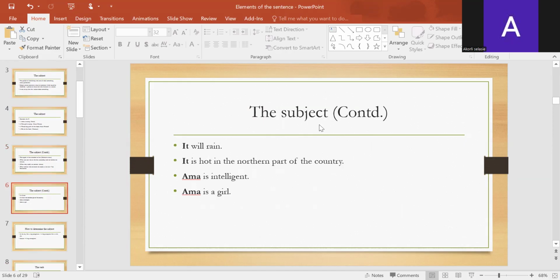But I said earlier on that it is not always the case that the subject does something. Look at this one. It will rain. This is a complete sentence with the subject here, it. It is hot in the northern part of the country. It is a subject, but it doesn't do anything per se. Amma is intelligent. It shows a state rather than action. But Amma is a subject. Amma is a girl. That one also shows state, not action. But all the same, Amma is a subject here.